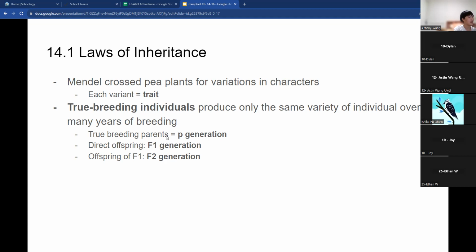More definitions. The P generation, or the parent generation, is the first group of organisms that you're working with, the first group that you interbreed. Then the offspring of the P generation is called the F1, then the F2, and so on, F3, F4.